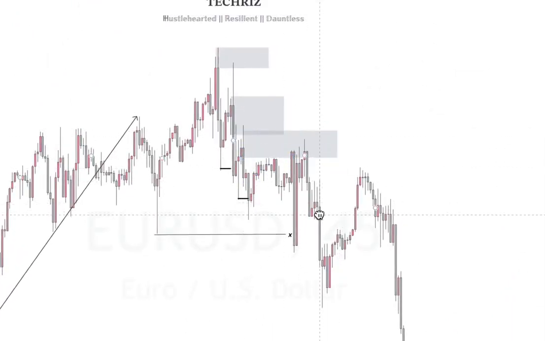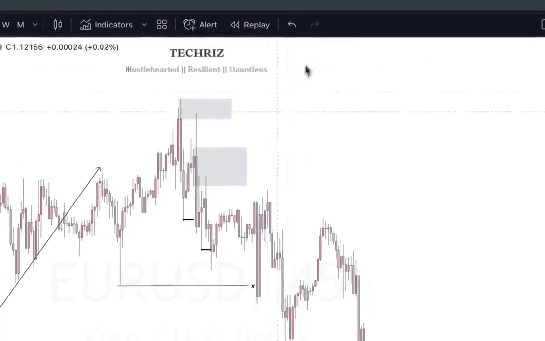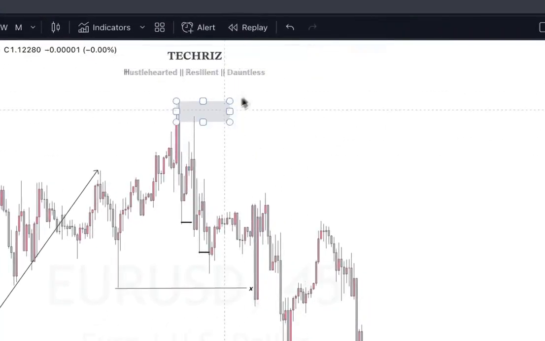So market has also mitigated this particular zone. You can see that, right? Market has mitigated this particular zone. So all these zones above are now mitigated, so I can't even consider them as a place to enter.